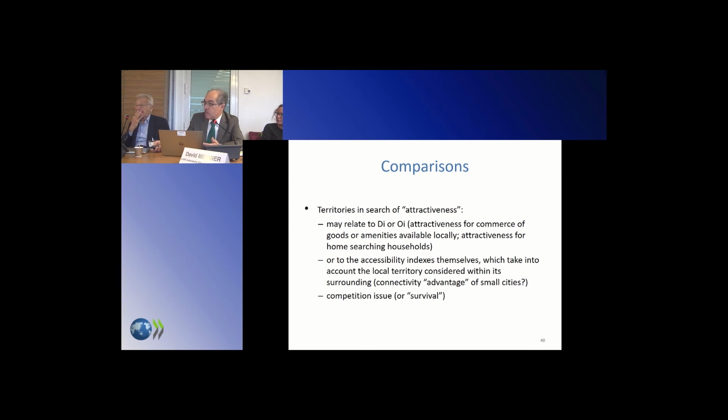For instance, some small cities say, okay, I don't have much population, many shops and so on, but I'm close to a big city and this is a competitive advantage. It's not so sure. But anyway, there's always a kind of competition issue, or sometimes even of survival of territories. They really feel like this for some territories.